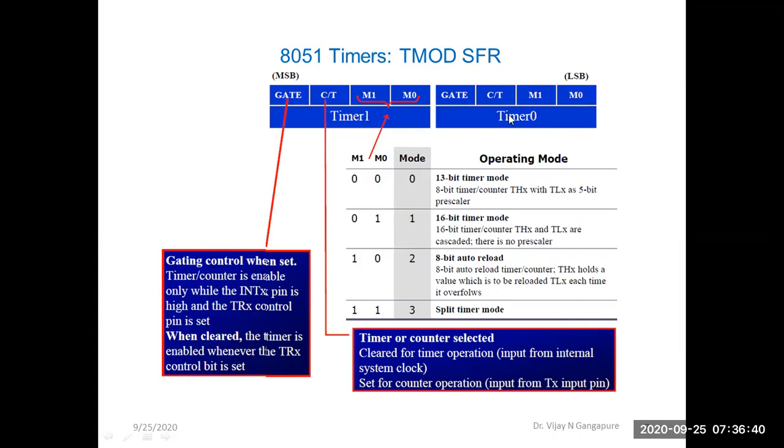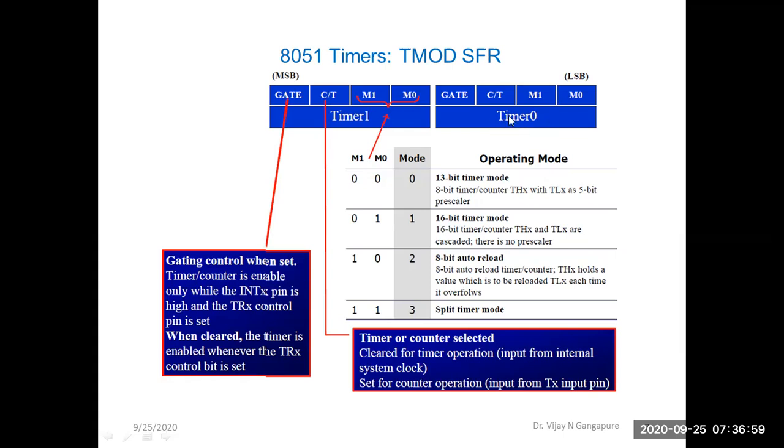Now we will see about timer 0. See here, these bits are the same. Timer 0 bits and timer 1 bits are the same. For example, for timer 0: M0, M1, C/T and GATE. The same bits are there for timer 1. Now we will see what these bits are.